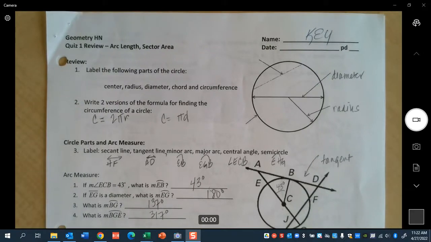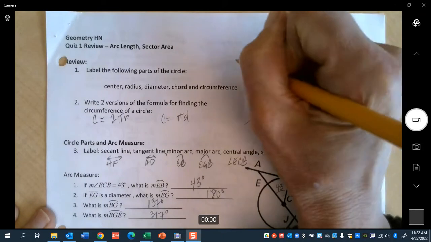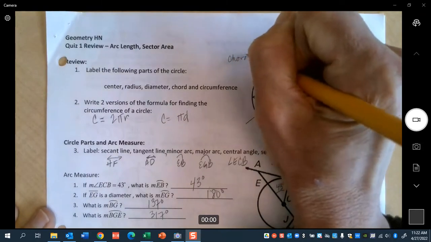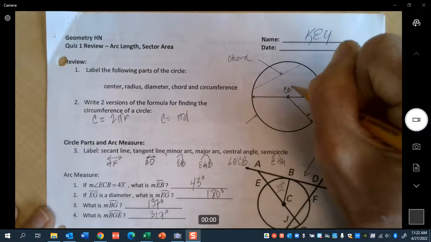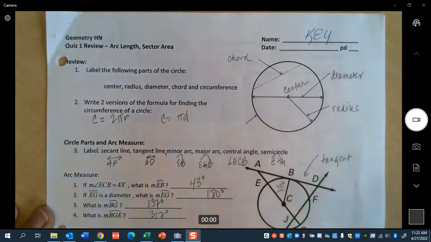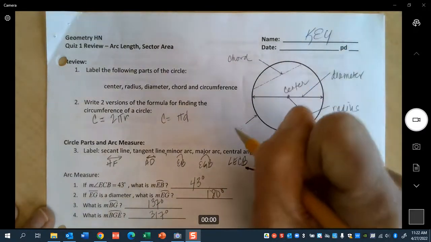All right, so let's everybody join me back on the first page. Any problem with the vocabulary? Our center, our radius, our diameter. Let's fill in. This is our chord. Our center. And then, of course, our circumference.